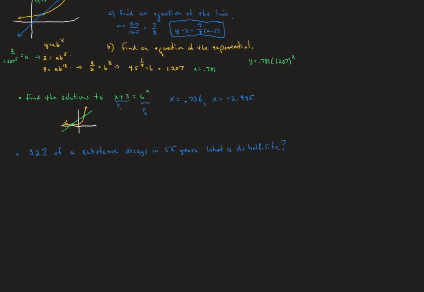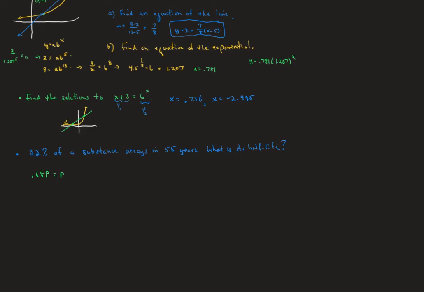Okay, I think this is the last one. 32% of a substance decays in 55 years. What is its half-life? This is actually two problems here. So if 32% decays, that means we have 68% of what we started with.